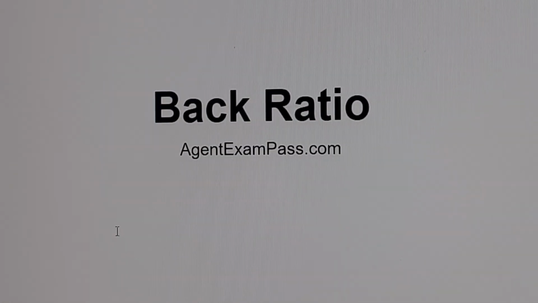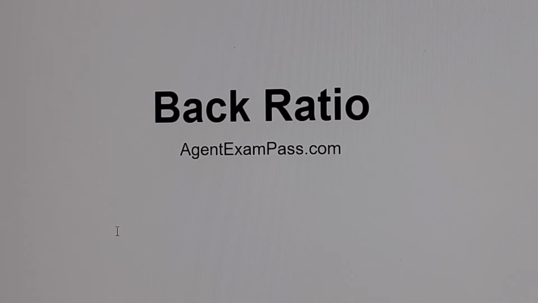Back ratio. Percent of gross income to pay all debt payments and housing. Two of the ratios used in assessing a person's or entity's credit risk are the front ratio and the back ratio. The front ratio is the percent of gross income spent on housing expenses.